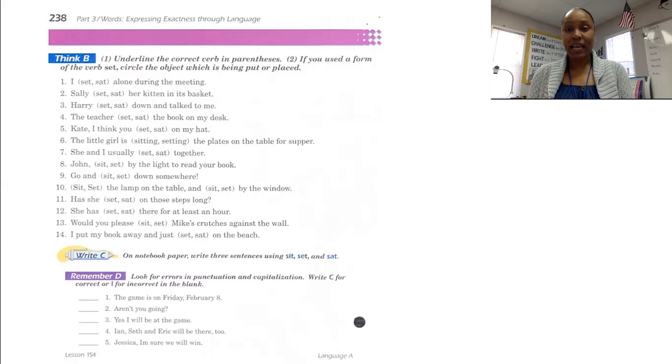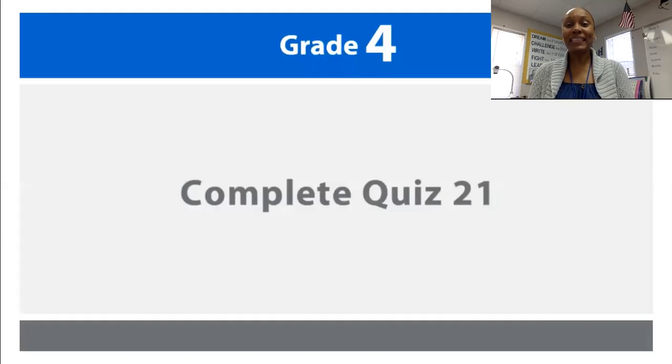All right, so please go ahead and again, just review the definitions and go ahead and apply your learning in these exercises. And what you're going to do afterwards, you can look over the Think Closely on your own. And then you are going to, on a separate sheet of notebook paper, write sentences using those words we went over: sit, set, and sat. Very good. And finally, for Think D, it's asking you to look for errors in punctuation and capitalization, and you are going to write C for correct or I for incorrect on the blank provided. Okay, so go ahead and enjoy your exercises, and please remember that you are to complete quiz 21. So do that now if you have not already done so, and have yourself a great day.